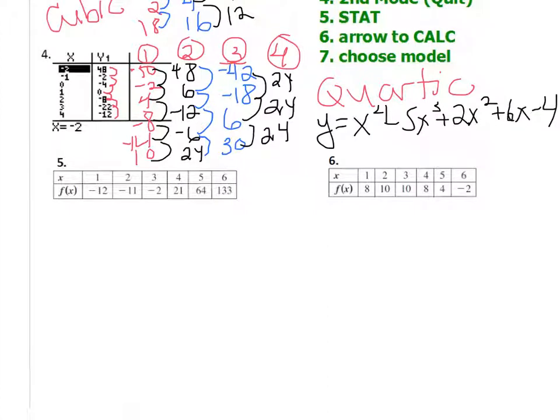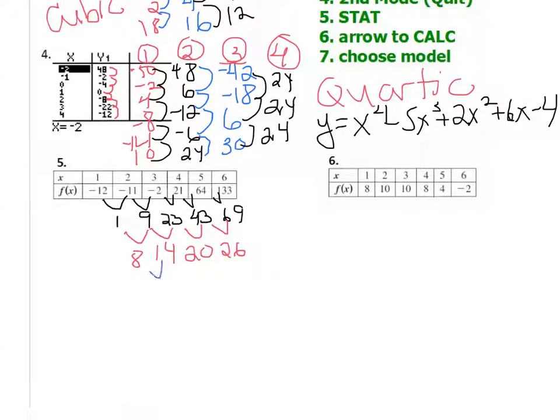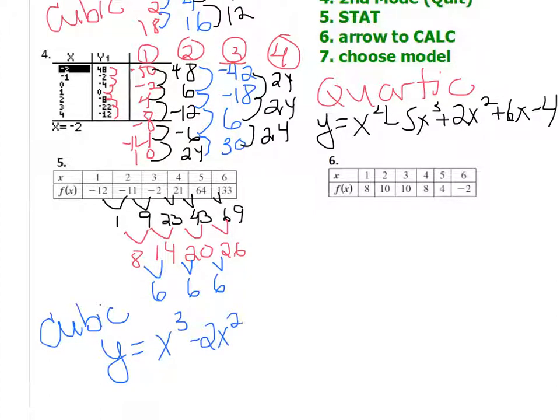Now for 5 and 6, the table is set up differently, but it's the same process. We just have a horizontal table instead of vertical. So we're going to subtract -11 minus -12, -2 minus -11. So keep subtracting. I actually prefer a horizontal table like 5 and 6. So now on this 3rd level of subtraction, it's cubic. And when you do that in your calculator, y equals x to the 3rd minus 2x squared minus 11.